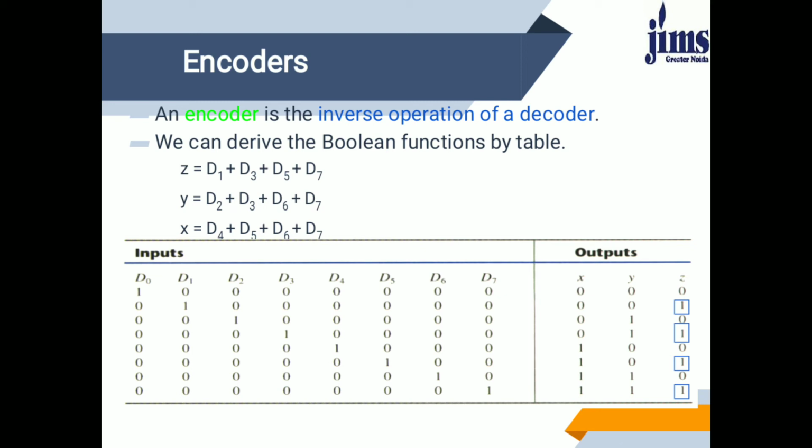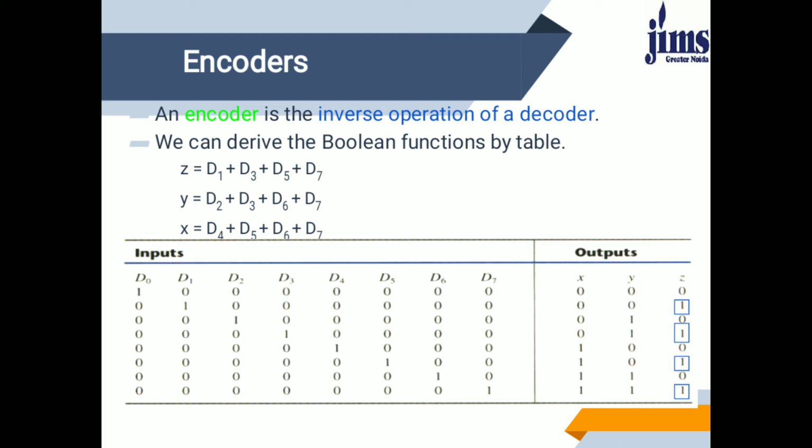We can derive the Boolean function by a table. Here you can see at a time only one input will be high, and accordingly output will be generated. For D0 output is 0, 0, 0. For D1 output is 0, 0, 1 and so on. So if you wanted to derive a Boolean function from the table, just like for Z, I have done here.